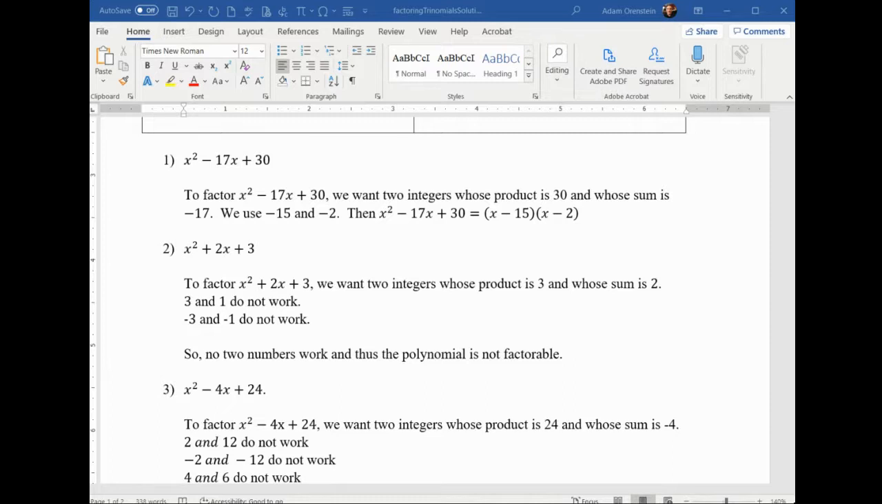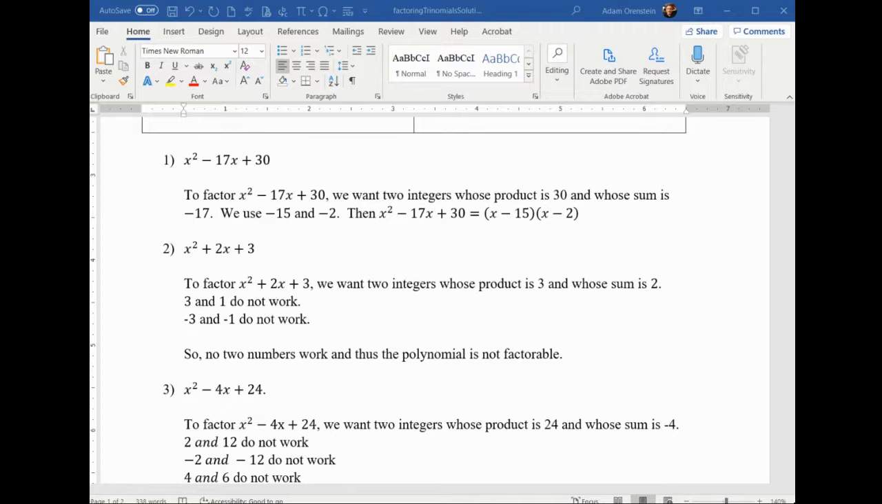Are there any questions about that? Yes? So for that one, could you not do x plus 3 and then x minus 1 to get 2x? No, because 3 times negative 1 is negative 3. Oh, okay. That's a good question. Any other questions? If this was minus 3, then that would work, but this is plus 3.